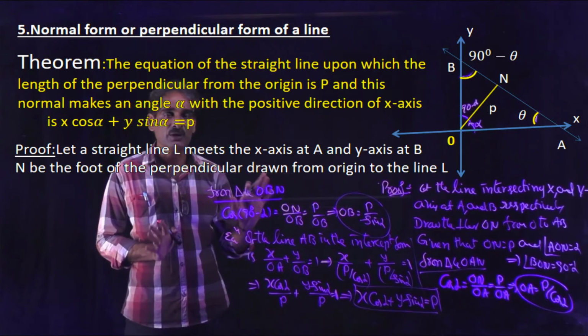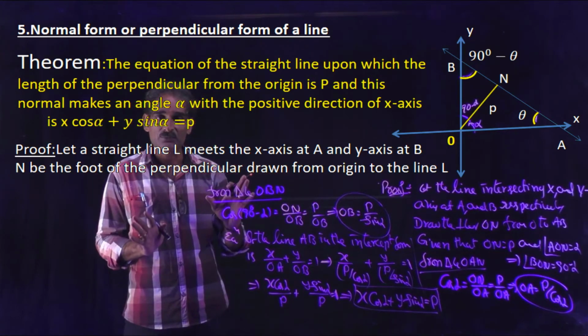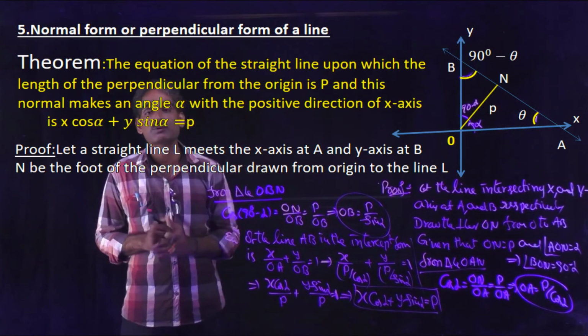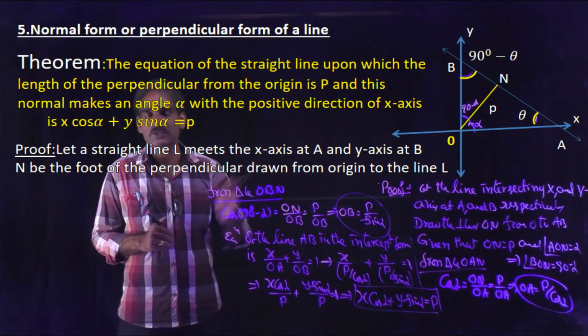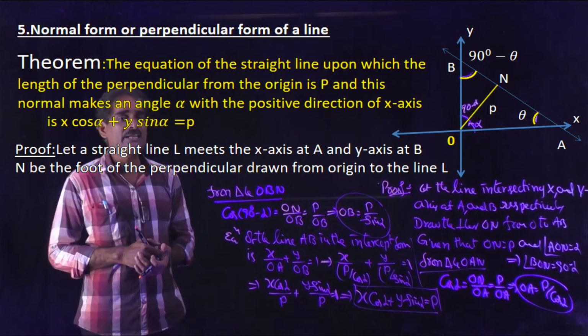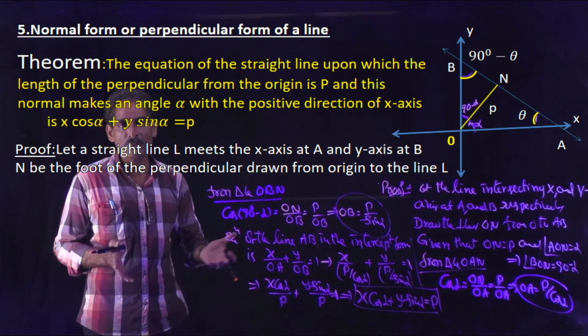Understand? Normal form means the line which contains the normal length and the angle made by the normal with the positive direction of the x-axis. Here that is alpha and the normal length is p. Now the normal form of the line is x cos alpha plus y sin alpha equal to p. Right?